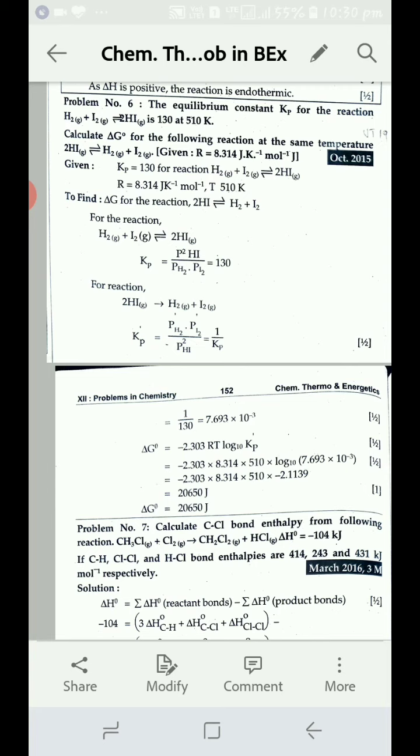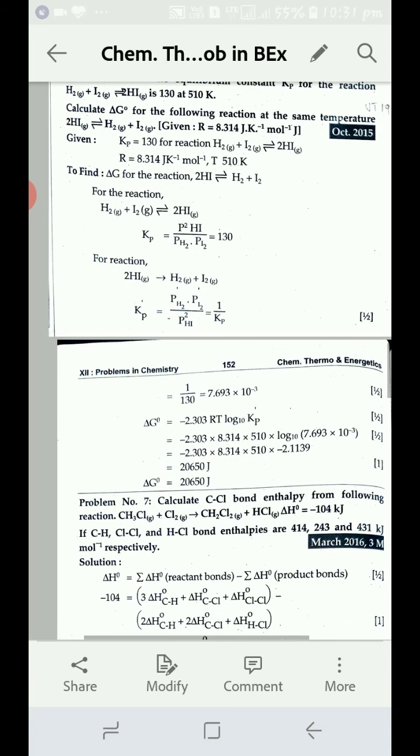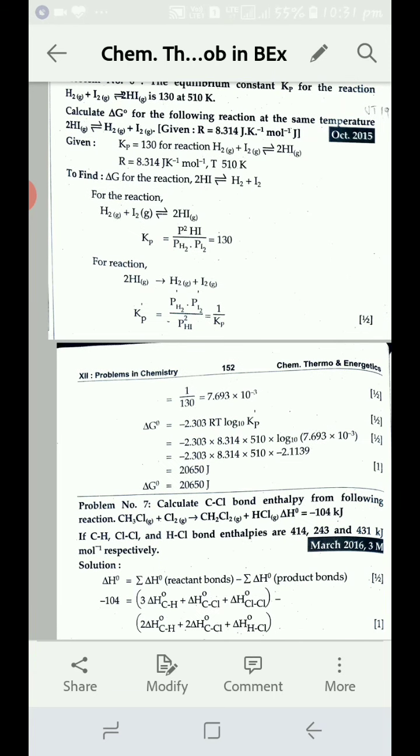So 2 C-H bonds, 2 C-Cl bonds and 1 H-Cl bond. So 2 into standard enthalpy change of C-H bond plus 2 into standard enthalpy change of C-Cl bond plus 1 into standard enthalpy change of H-Cl bond. So write down the correct formulas. And standard enthalpy change for the given equation is minus 104 kilojoule.